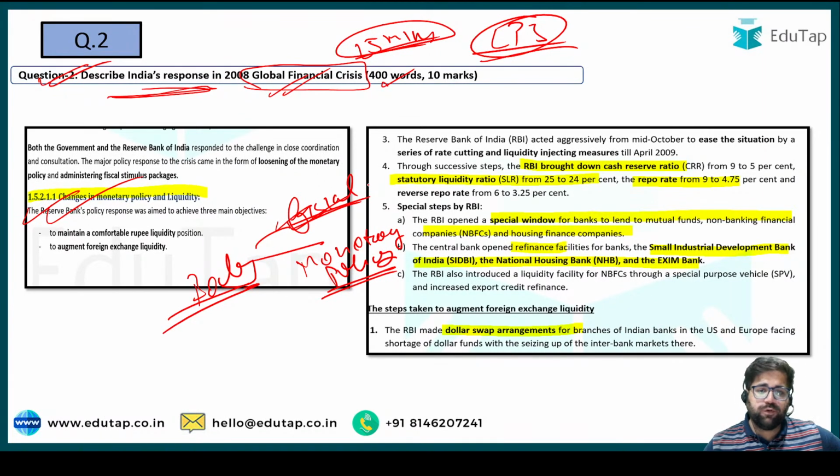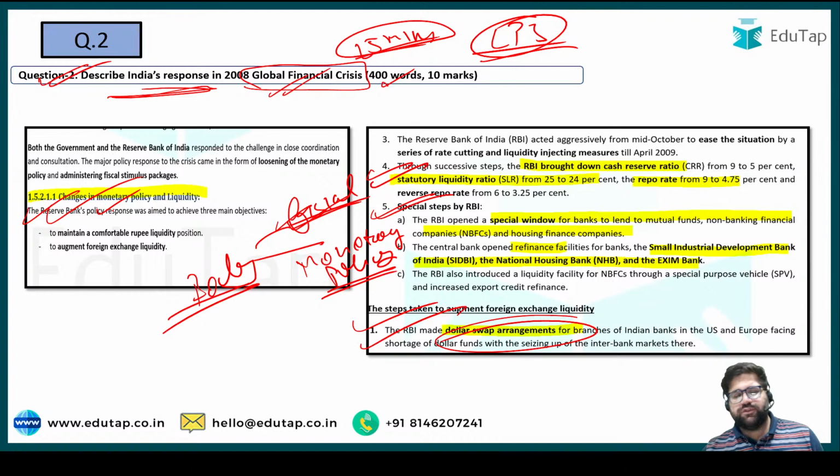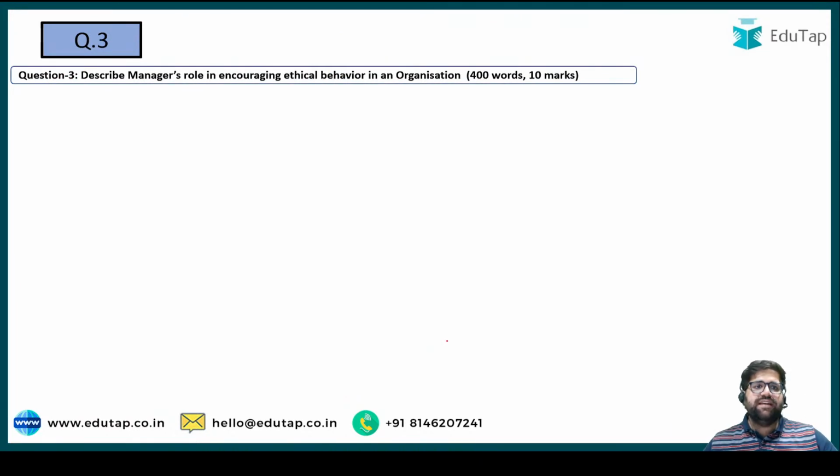If you see the EduTap course, we have clearly used this understanding of this particular question, like how different steps were taken, how RBI reduced SLR, and so on and so forth. And in the body part, you could say that India remained unscathed because of the different efforts taken by the Indian government and RBI. So this is again a very easy question, provided that you have knowledge regarding different conditions. Question number 3, describe the manager's role in ethical behavior, not unethical behavior, it's ethical behavior in the organization.